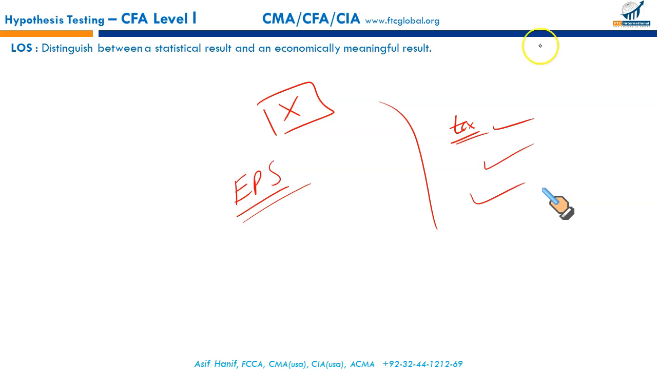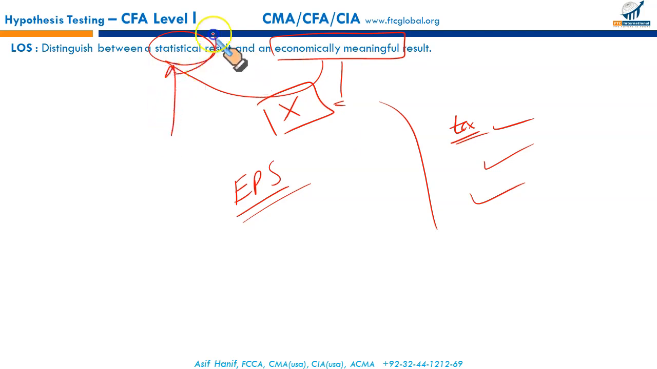Then we can say that the economic influences are to be considered in decision making, and then statistical computations will just complement our efforts, our analysis, but we cannot rely solely on statistical results. So this is the specific purpose of this learning outcome statement.